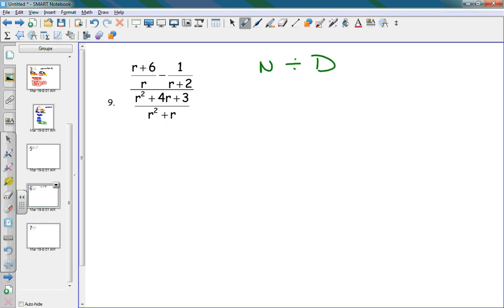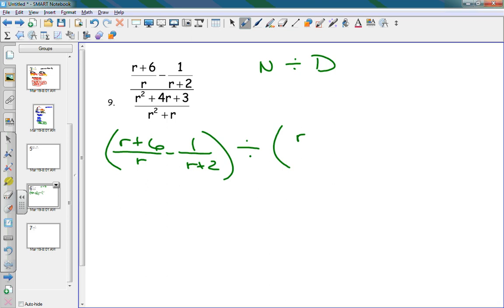Numerator divided by denominator, right? So what is my ugly numerator? R plus 6, parentheses, please, divided by r squared plus 4r plus 3 divided by r squared plus r. Question. Can I turn my division into multiplication? Yeah. Easy, you say yes. Why?